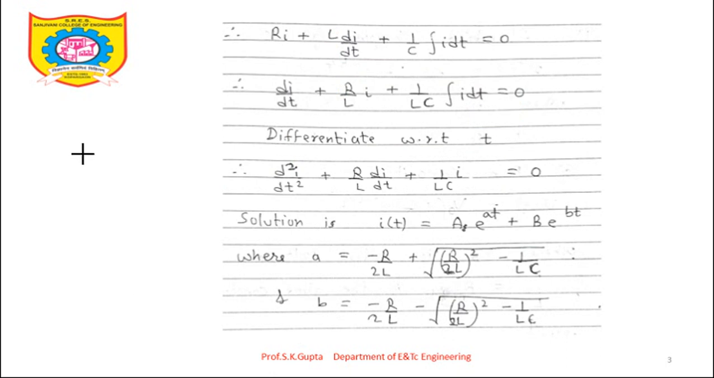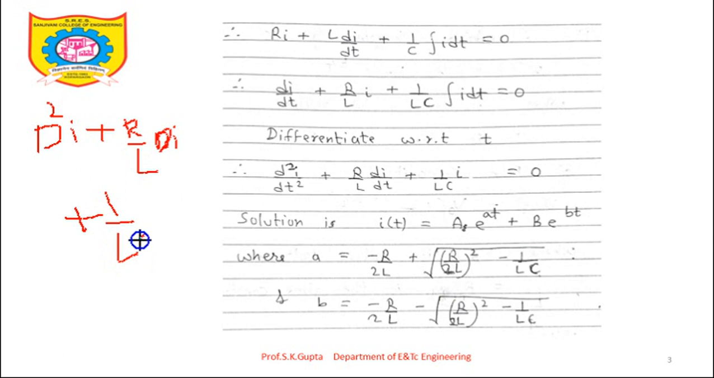Now you can write this equation as d square i plus R by L di plus 1 by LC i equal to 0. Take i common. So the differential equation is D square plus R by L D plus 1 by LC, times i, equal to 0.